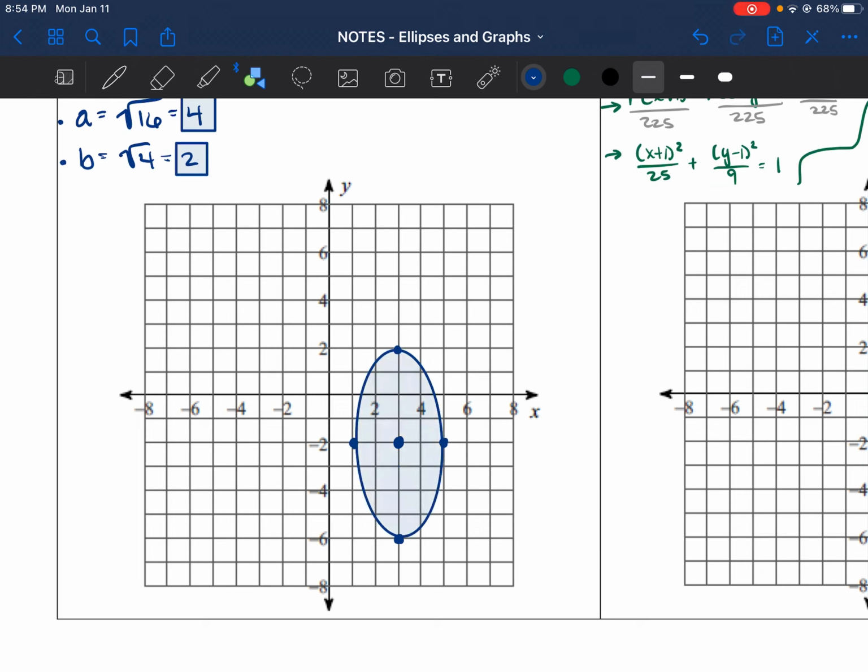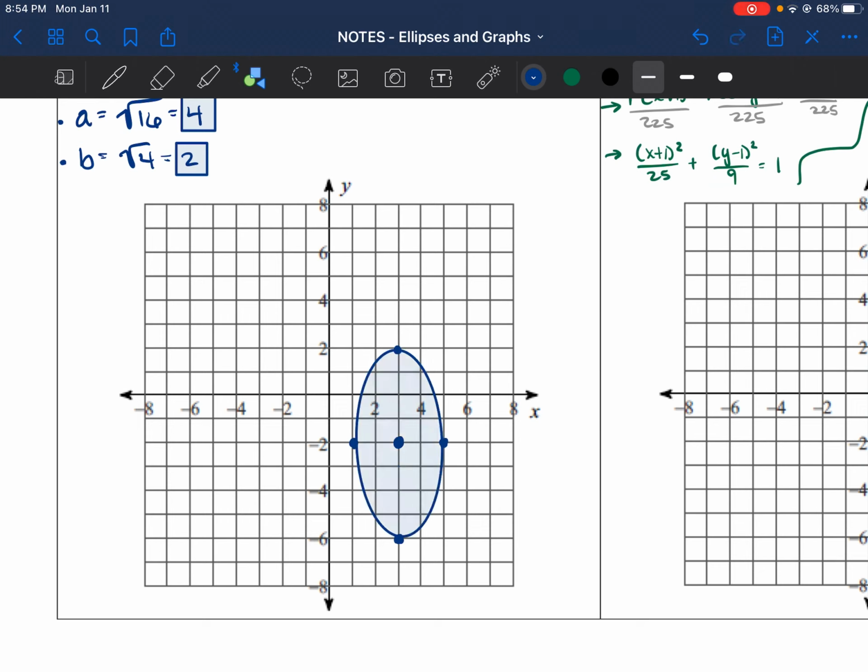We can see the center, 3, negative 2, right there. We can see the vertices using the A term and the B term, A being 4. This is a vertical ellipse again, so we know the major axis is vertical. So 4 up from the center, 4 down from the center. And then using B to go on the minor axis, 2 right from the center, 2 left from the center.